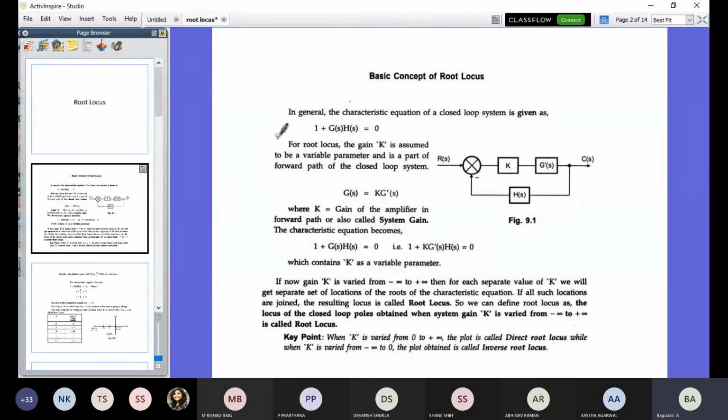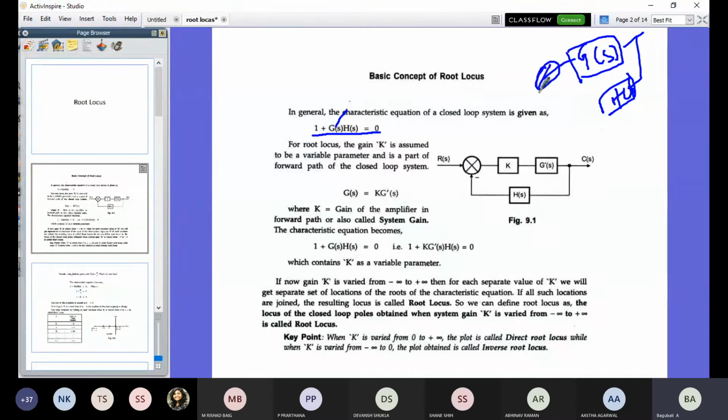So all of you know the characteristic equation: 1 plus G(s)H(s) equals 0. Here G(s) is called the forward path gain, and H(s) is called the feedback gain. Is it clear? From the transfer function or from the system, we have the forward path gain G(s) and feedback gain H(s), and here we have positive feedback or negative feedback. Here we have R(s), and here we have C(s).